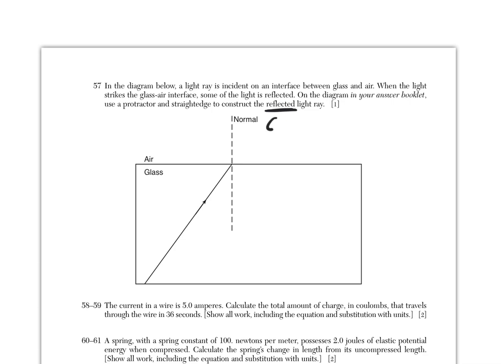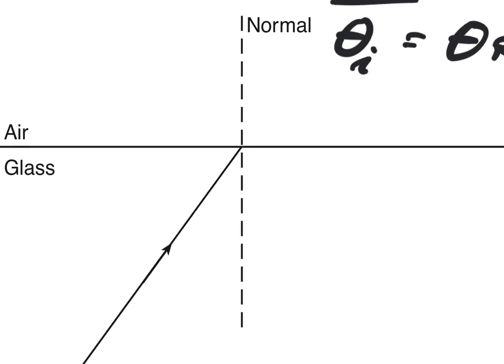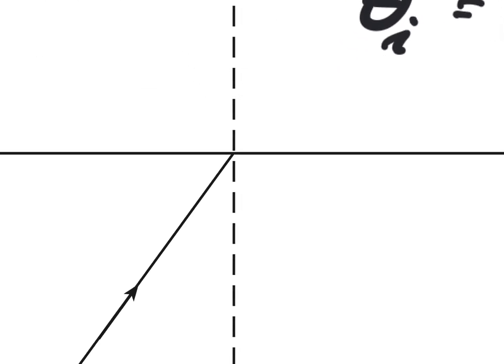So for a reflected light ray, your incidence angle equals your reflected angle. They're equal to each other. And so we always measure from the normal. If I'm measuring this correctly, I'm going to slap down my protractor and line it up, and I see that angle looks like maybe 37 degrees.